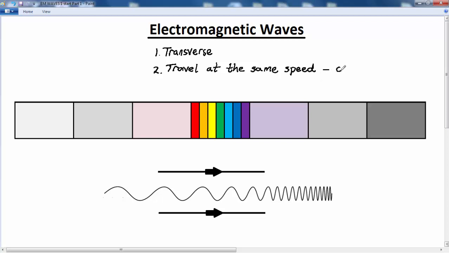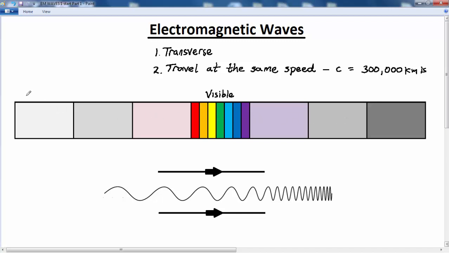That's c, which is equal to 300,000 kilometers per second. So let's look at the family of EM waves. Right in the middle here we have the visible spectrum. We've got Richard of York gave battles in vain. Right, so that's visible light. This is the region of the EM spectrum which is visible to our eyes. The cells on our retina respond to this part of the electromagnetic spectrum.